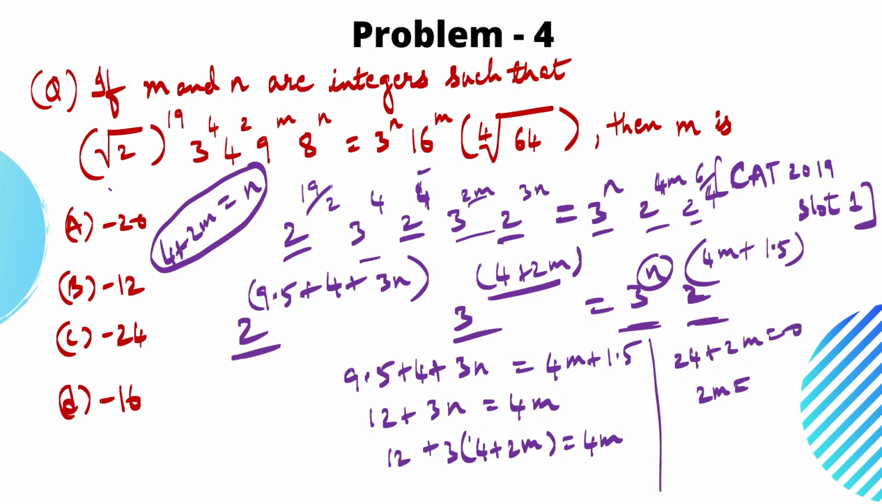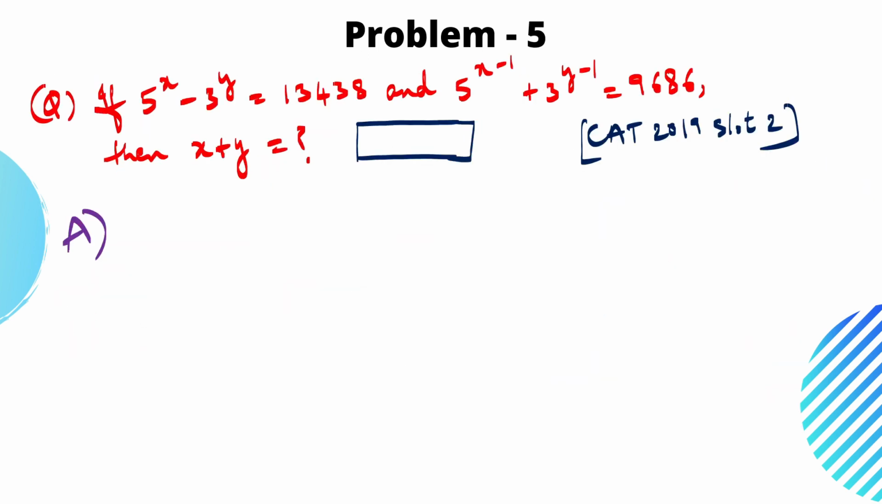See, I am calculating all this because I won't leave anyone. No one should feel uncomfortable while this entire calculation is going on. So 2m is equal to minus 24 and m is equal to minus 12. m is equal to minus 12. So what is the answer? Answer is option B.